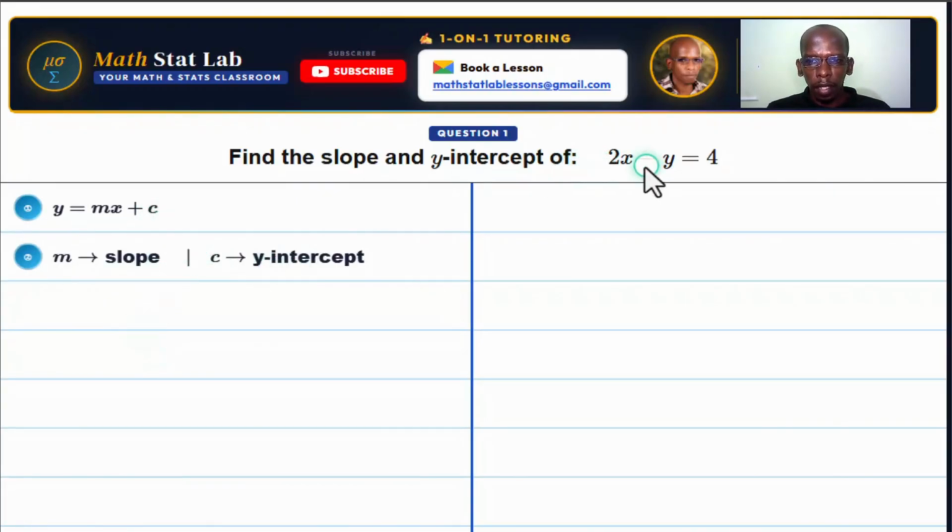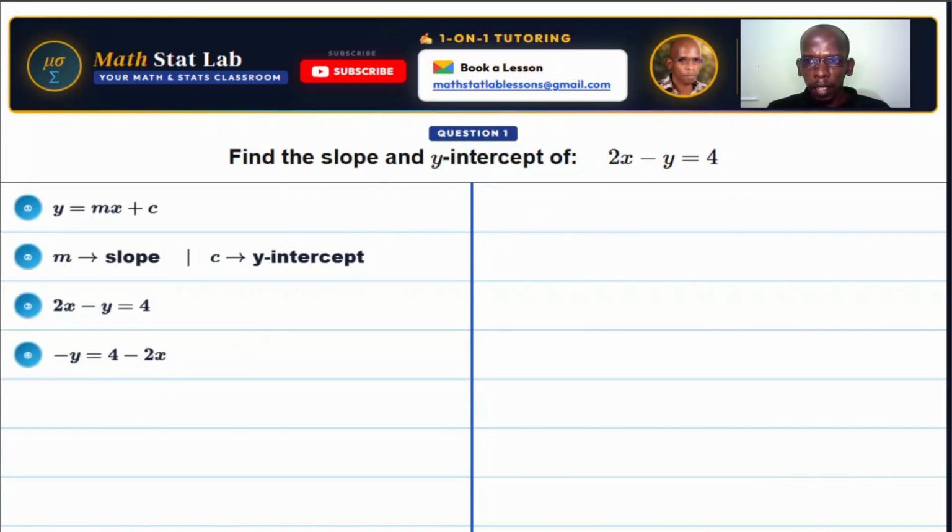So for us to get the slope and the y-intercept of this equation here, we need to force it to look like this. We already have the equation as 2x minus y is equal to 4. I need first of all to move this 2x to the other side of the equal sign. So now it becomes negative y is equal to 4 minus 2x. Then from there, you see here we have negative y, and we don't have y. So I need to find a way to eliminate this negative here. And the easiest way to eliminate this negative is to multiply everything in this equation by negative 1.